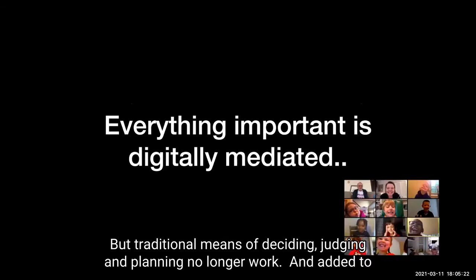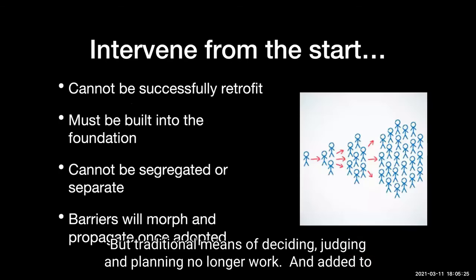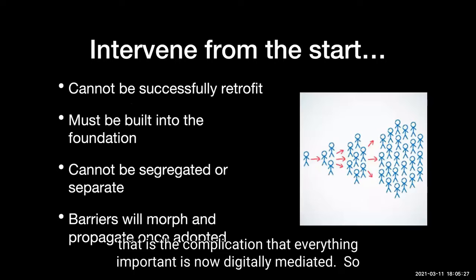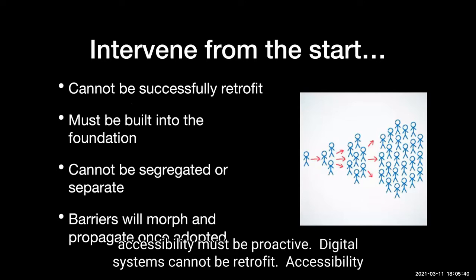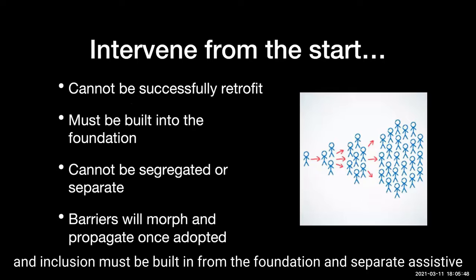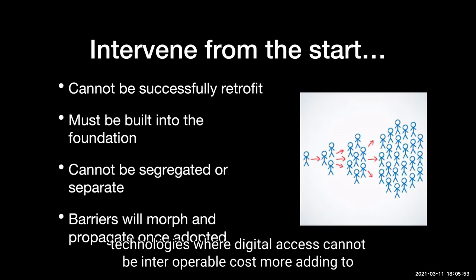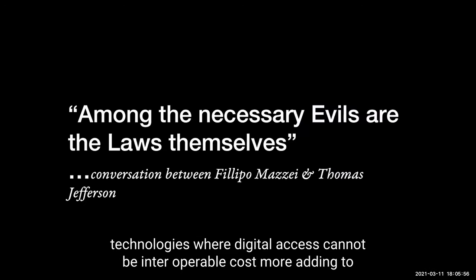And added to that is the complication that everything important is now digitally mediated, so that even traditional universal design strategies do not work. We've learned that accessibility must be proactive. Digital systems cannot be retrofit. Accessibility and inclusion must be built in from the foundation. And separate assistive technologies for digital access cannot be kept interoperable and cost more, adding to economic disparity. Barriers will morph, propagate once adopted, and cannot be contained.